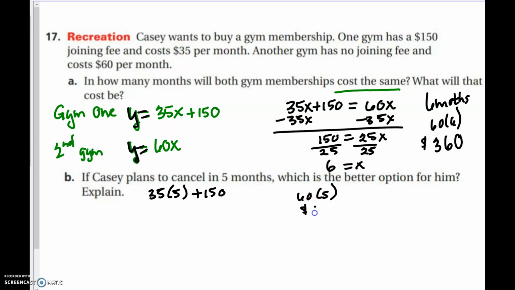So we know this one off the top of our head is probably 300. Now 35 times 5 plus 150 is 325. So the better option for him would be the second gym.